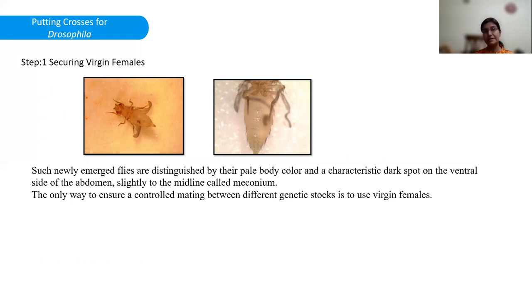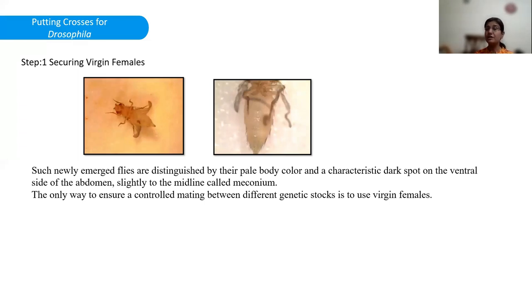requirements? Step one is securing the virgin females. Now, we know that many experiments in Drosophila require crosses between male and female flies, specifically for the desired genotype. Because it is a common phenomenon in many insects, Drosophila females also store the sperm transferred during mating in their spermatheca, and they can use that sperm for life.